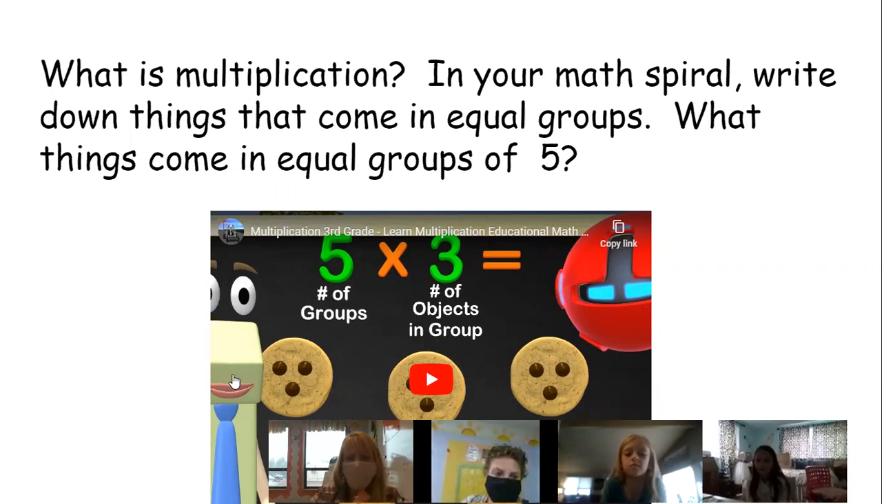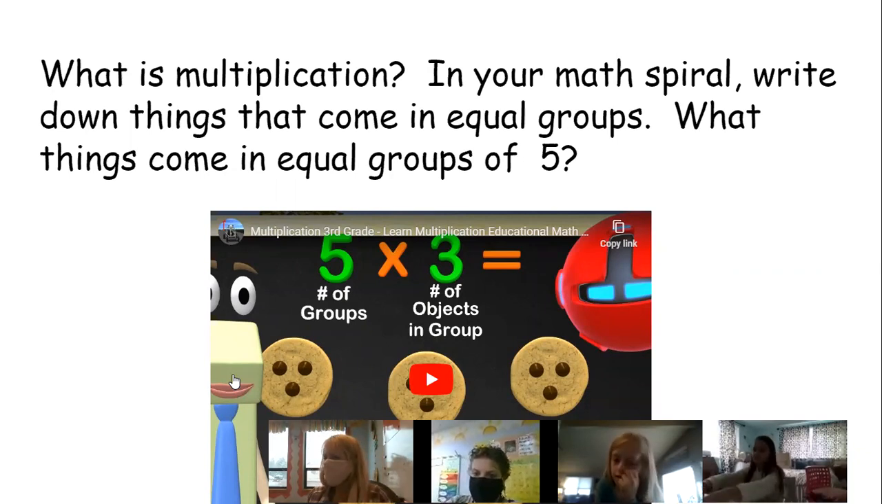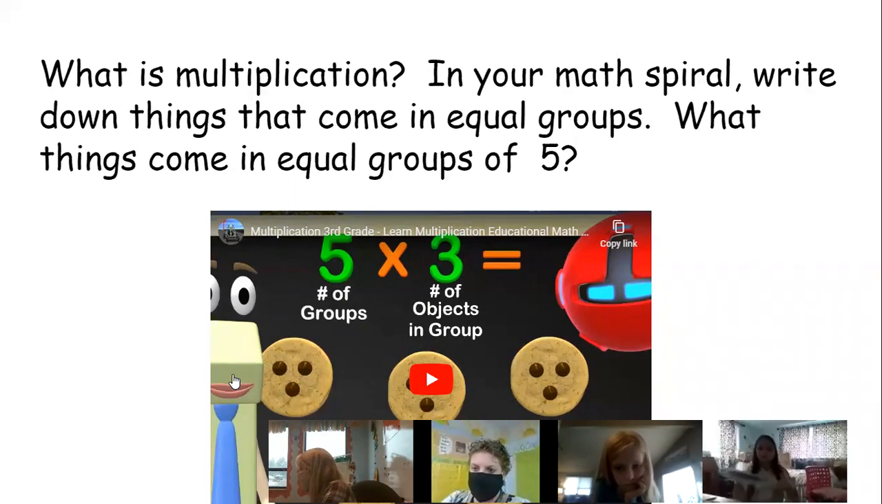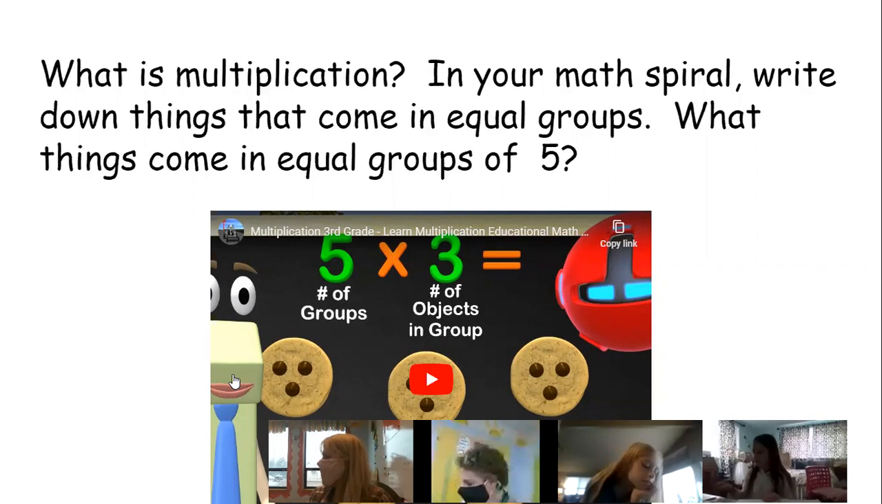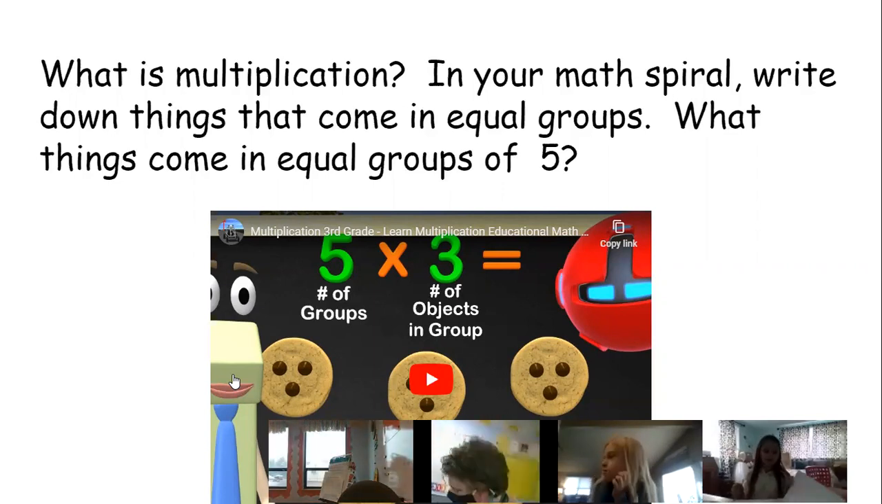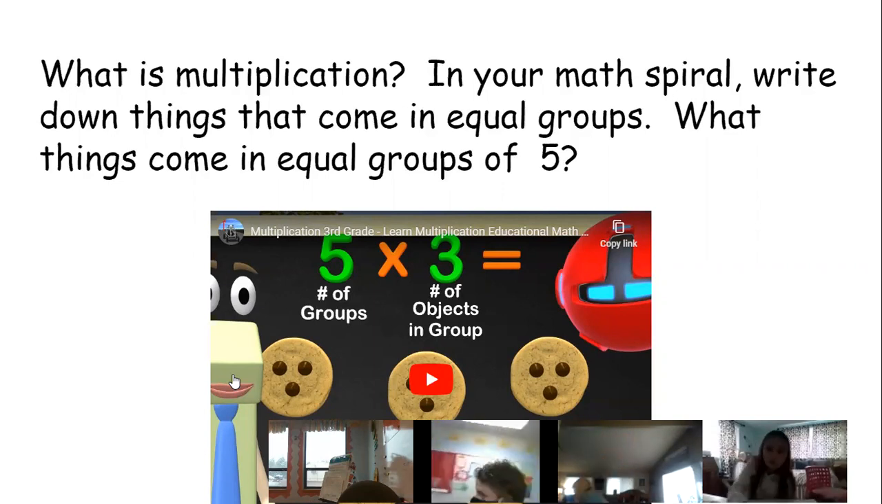So I want you to write down some things that come in equal groups in your math spiral. Take a minute, get your pencil. What things come in equal groups? Like they have the same number in your math spiral. Get your pencil and your math spiral. The math spiral is one of these spirals.